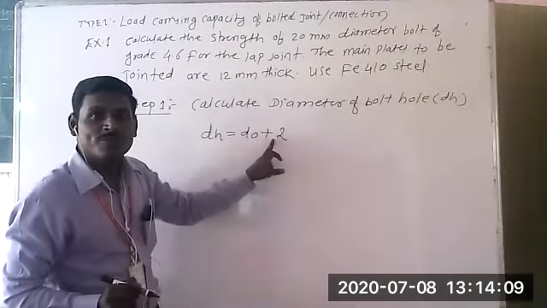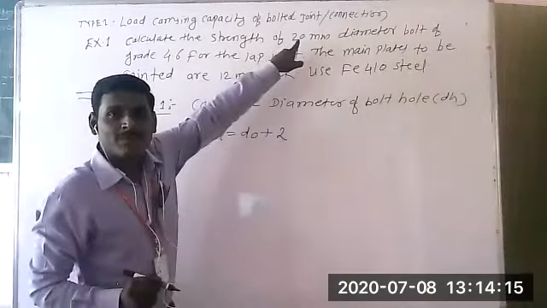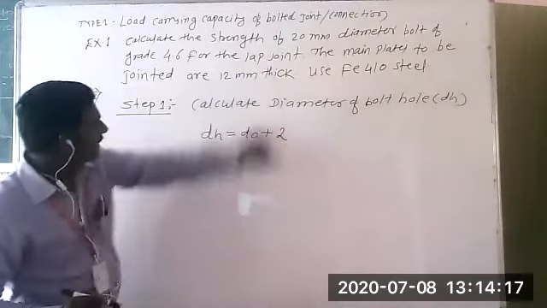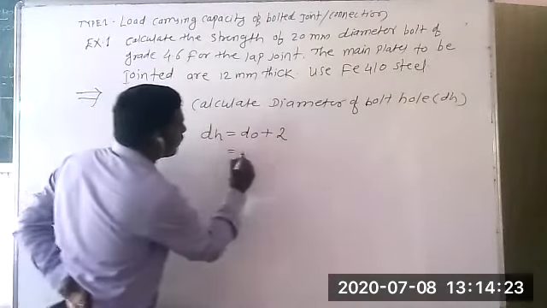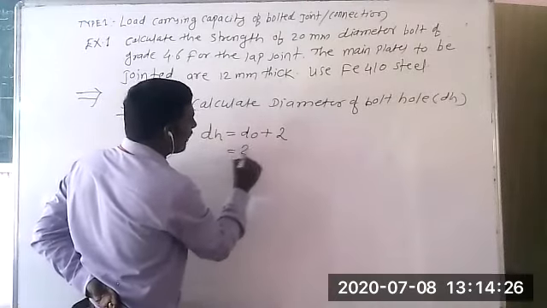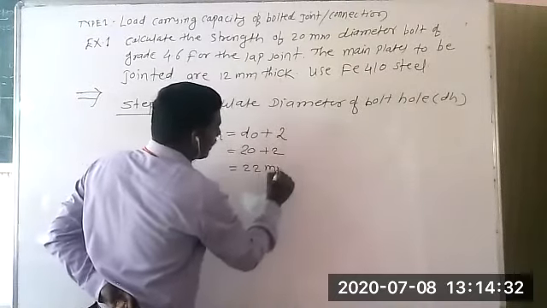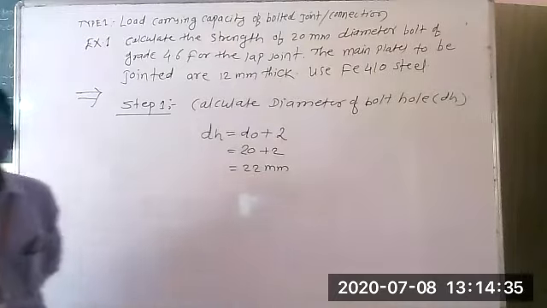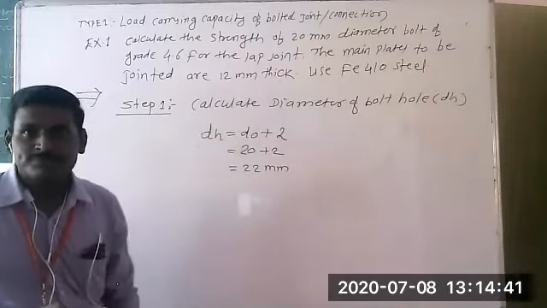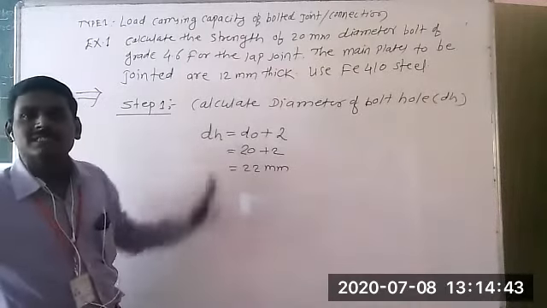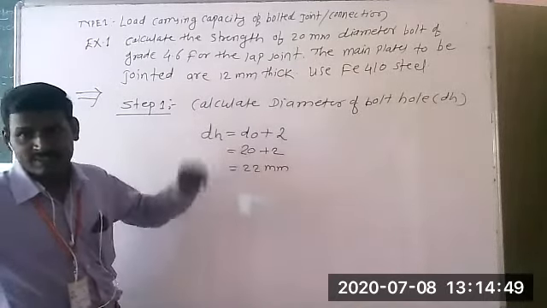Why are we adding 2 for the calculation of diameter of bolt hole? Because for 16 mm to 24 mm diameter, we have to add D naught plus 2 for calculation of the diameter of bolt hole. Now, D naught is 20, the nominal diameter of the bolt, plus 2. So 22 mm is the diameter of bolt hole. Are you getting? This is step number 1. You will get 1 mark for this step.